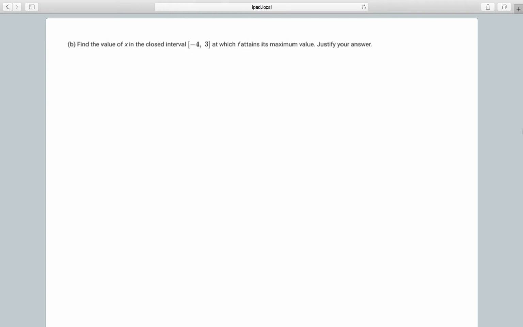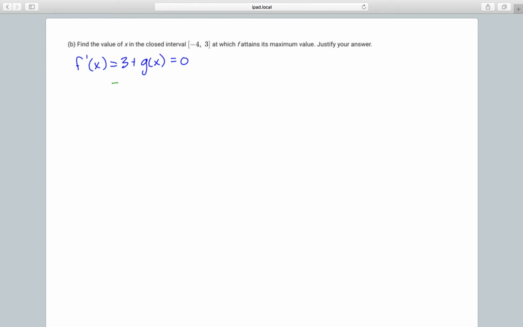All right, B, find the value of x in the closed interval, negative 4 to 3, at which f attains its maximum value. Justify your answer. So what we want to look at, since it's a closed interval, we want to find critical values, which is where f prime of x equals 0. So remember, f prime of x was 3 plus g of x. I'm going to set that equal to 0 and solve.